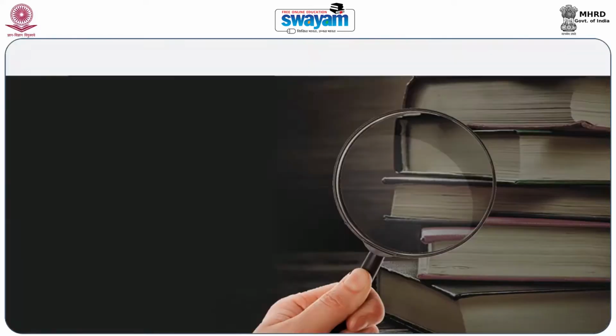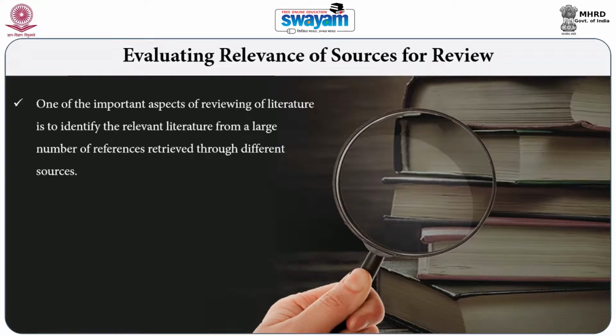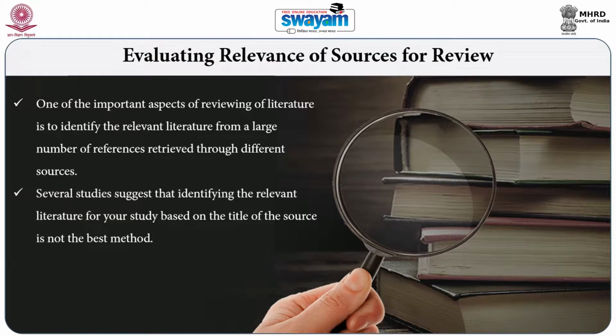literature review. One of the important aspects of reviewing literature is to identify the relevant literature from the large number of references or different sources that we have found during literature search in full text databases or any source. Once you go through the sources of information by the title, there are several studies that suggest that identifying the relevant literature for your study based on the title of that specific source is not the best method.